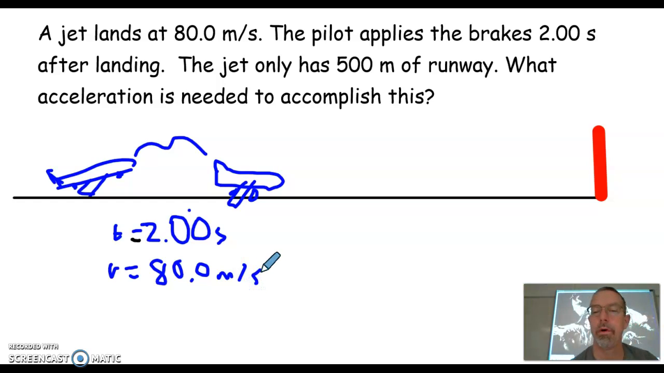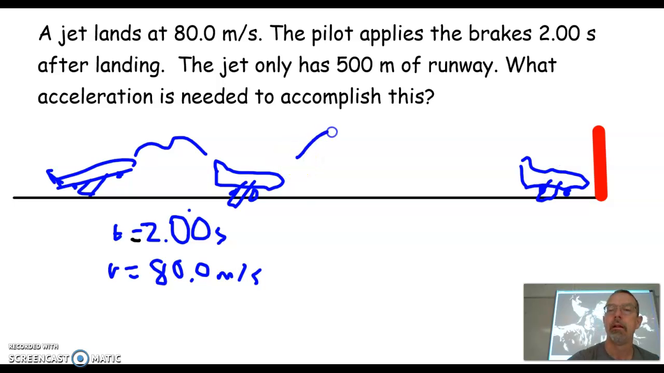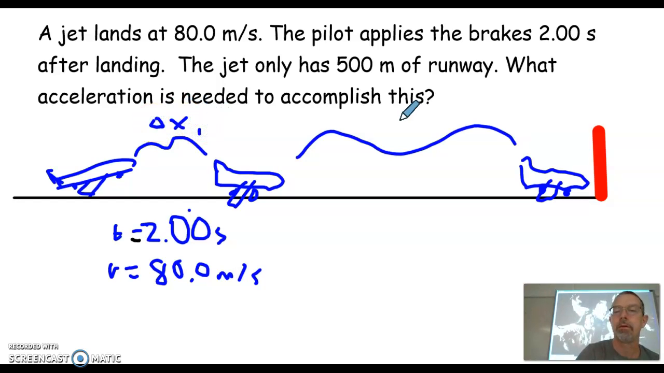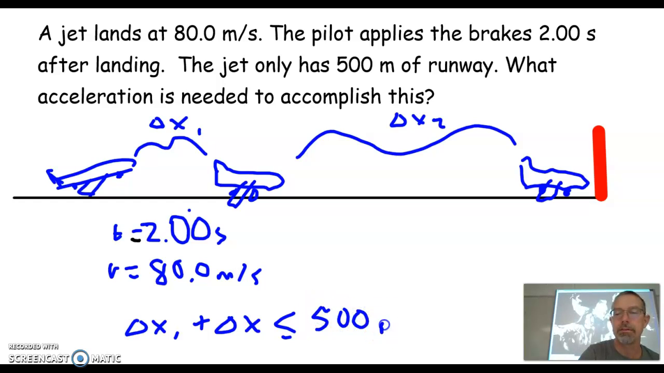And then we want eventually this plane to stop right here. Again, this plane is looking like it's melting on the tarmac. Okay, so we've got a distance here. We've got a delta x1, let's call this, and let's call this delta x2, during which time it's decelerating. I know that delta x1 plus delta x2 has to be less than or equal to 500 meters. That has to be the situation I'm working with.